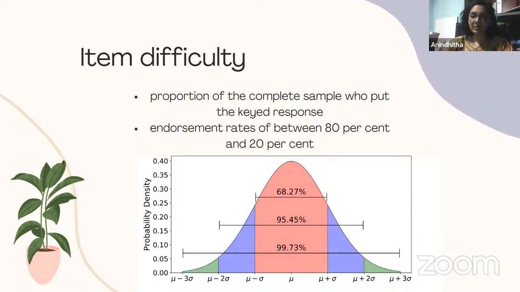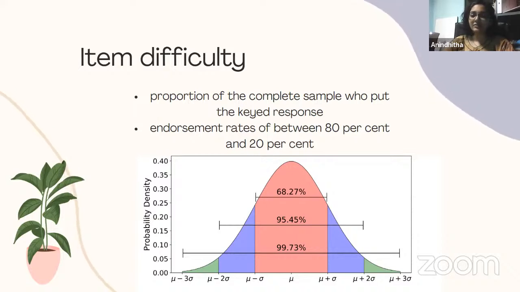We also talked about how the endorsement rates should be between 20% and 80%. If an item is not getting more than 20% of your respondents to respond with the keyed answer, it means that the item is too difficult, so we will have to discard that item. Or if an item is getting more than 80% of your respondents in the right answer, then it is too easy, almost everybody can answer, and it's pointless to include that item in a discriminative tool. So you can reject that item as well.